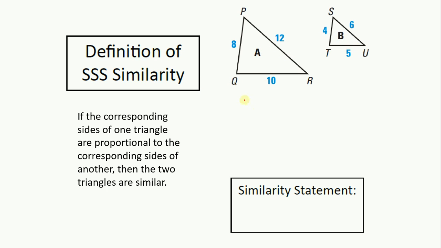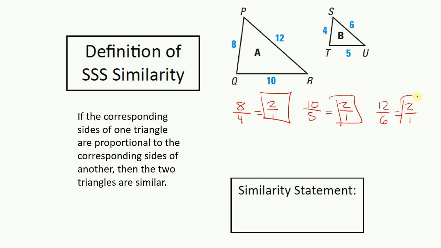So over here I got a couple of triangles. I'm going to start on A and go to B each time. So 8 to 4. I think that would be 2 to 1. Then I'm going to go 10 to 5. That's also 2 to 1. Then 12 to 6. Also 2 to 1. So notice, guys, how the ratios or their scale factors are exactly the same, which tells me that these triangles are similar. So let's go ahead and write our similarity statement. I got PQR. That would be STU. Like that.